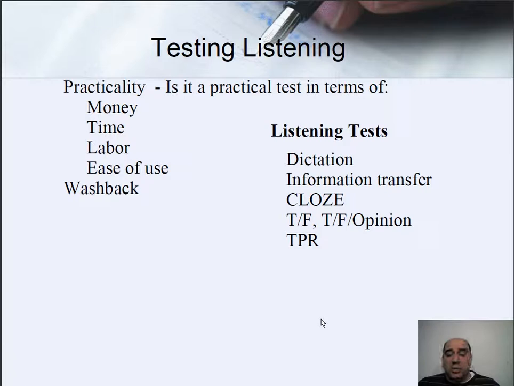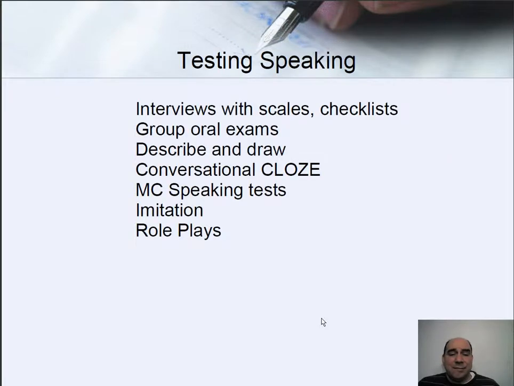You can do a cloze, and you'll know what a cloze is. You can have true, false with an opinion. You can do things like TPR. All different types of listening assessments that you can apply to your students to ensure that they actually have learned the objectives that you want them to have.